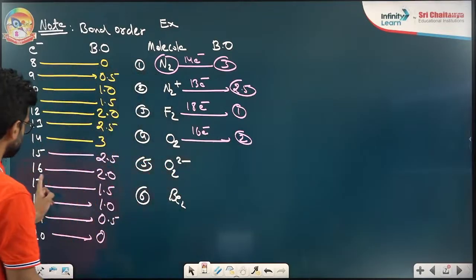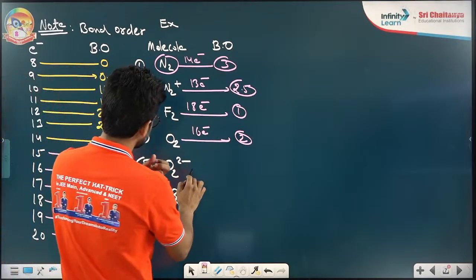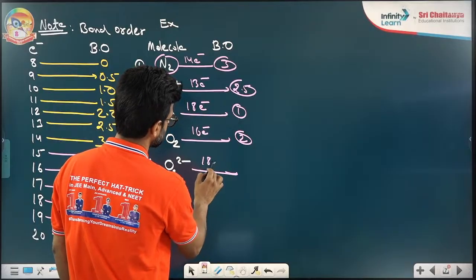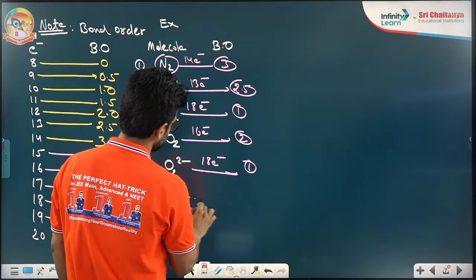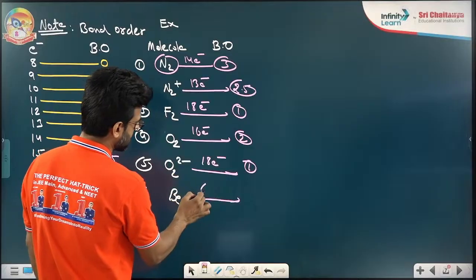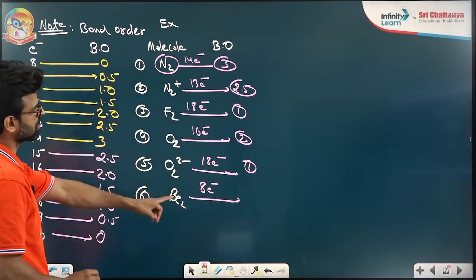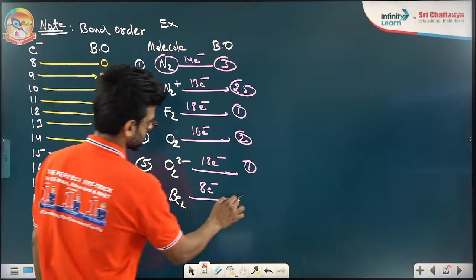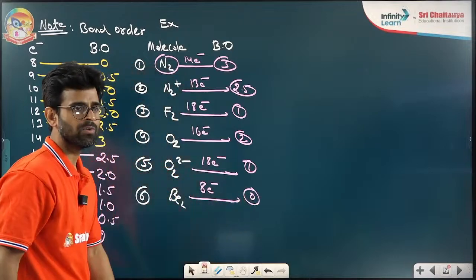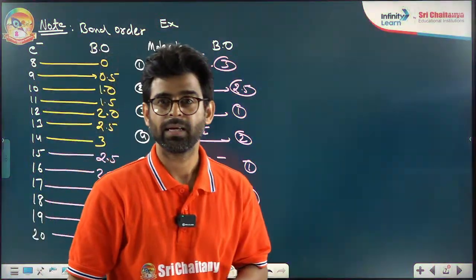You can see now here. O2 2 negative has how many electrons? 18 electrons. So bond order how much? 1. Be2 has 4 and 4, 8 electrons. So 8 electrons means how much? 0. 0 bond order. Okay?